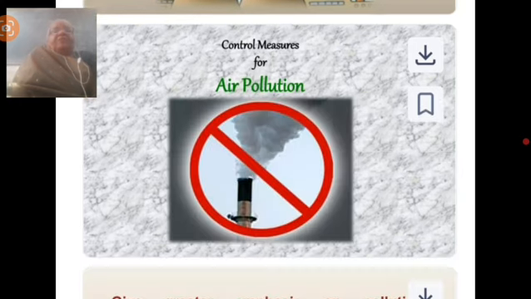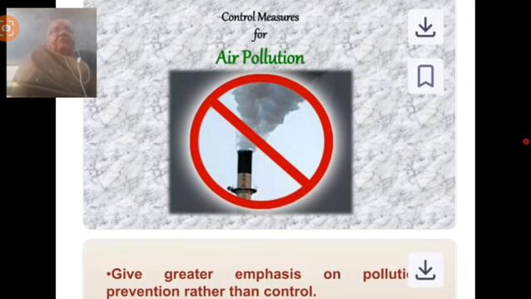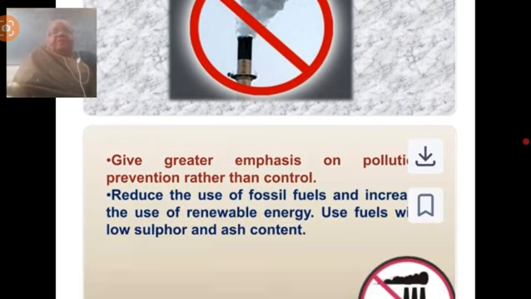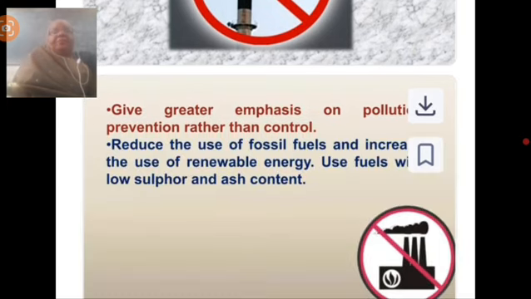After having learnt about indoor air pollution and outdoor air pollution, how are you going to address the various aspects of air pollution? We will take a look at that. You have to give greater emphasis on prevention of pollution rather than control or regulation. One has to reduce the use of fossil fuels and increase the use of renewable energy, and one has to use fuels with low sulfur and ash content.